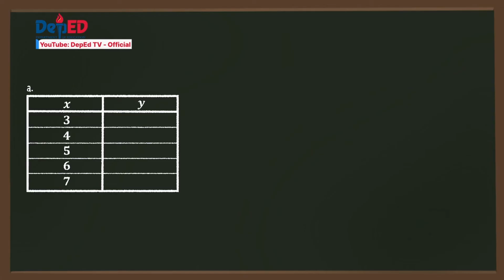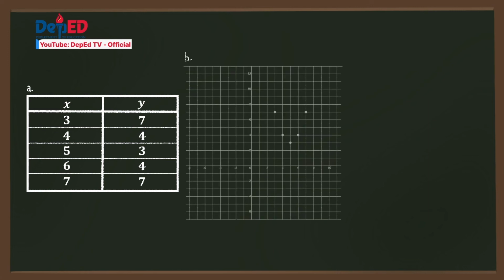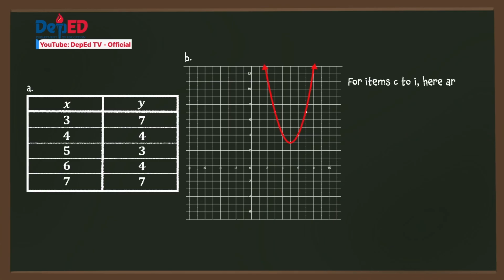Time is up. Here are the answers. The table of values, when completed, must contain the following y values. The parabola should look like this. For items C to I, here are the answers.